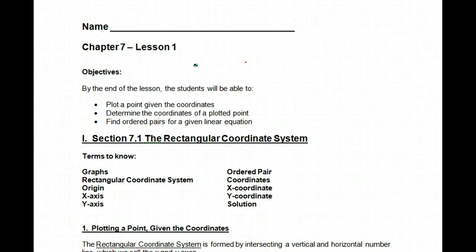In this lesson, we are going to work on plotting a point given the coordinates, determining the coordinates of a plotted point, and finding ordered pairs for a given linear equation. There are several important vocabulary words that you need to make sure that you understand the meaning of before the end of the lesson.